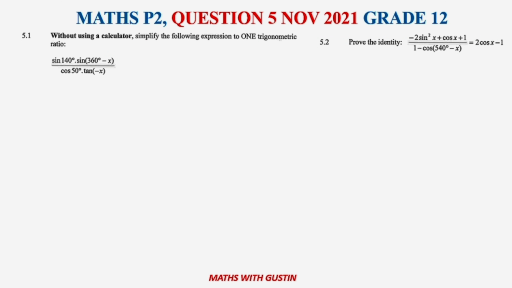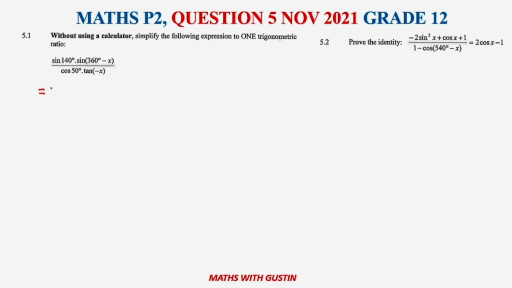Today let's have a look at November question 5, 2021, Grade 12 Maths Paper 2. It was a trigonometric question. Question 5.1 says: without the use of the calculator, simplify the following expression to one trigonometry ratio. So this is our reduction angles. Let's go ahead and have a look at this one right here.